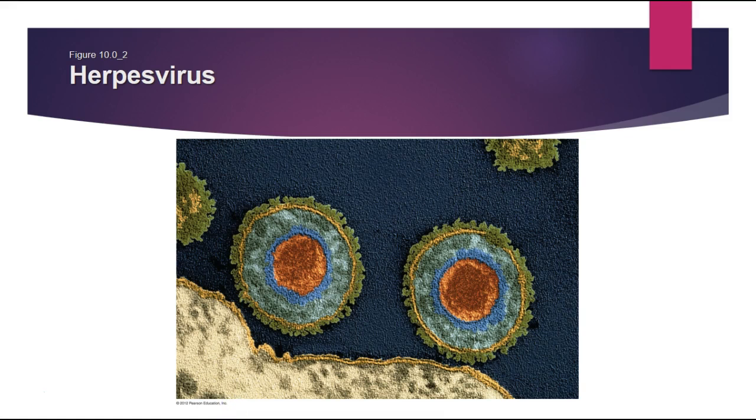So this is a picture of a herpes virus. A herpes virus is a class of viruses that includes things like the virus for chickenpox, the virus that causes fever, blisters, and cold sores. And they aren't really this color. The color has been added into the electron micrograph to illustrate different parts of the virus.